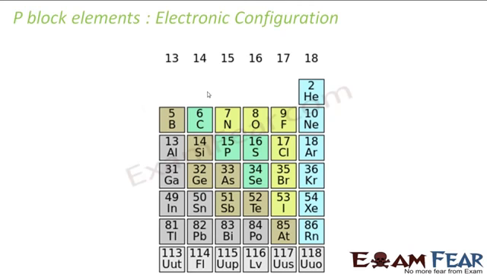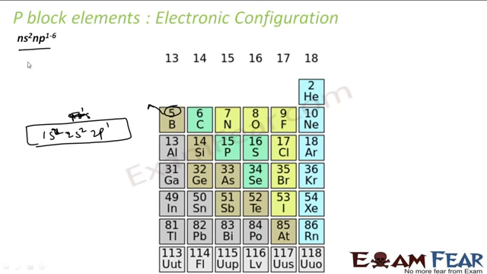If you see the electronic configuration, these are my P block elements, right? My electronic configuration is ns2 np1 to 6. That is my electronic configuration. For example, if you talk about boron, this becomes 1s2, 2s2, and 2p1. See, 2 plus 2, 4, plus 1, 5. This is my electronic configuration.